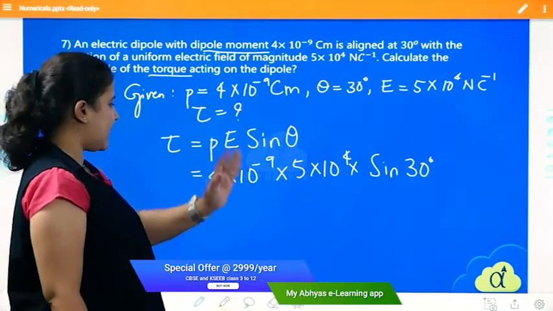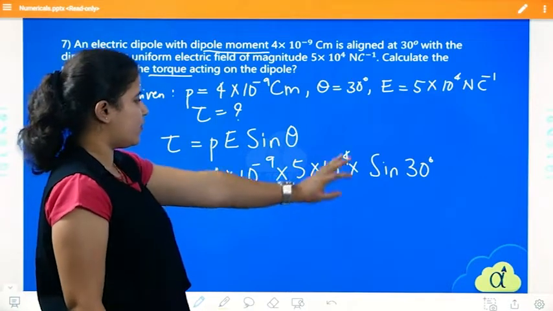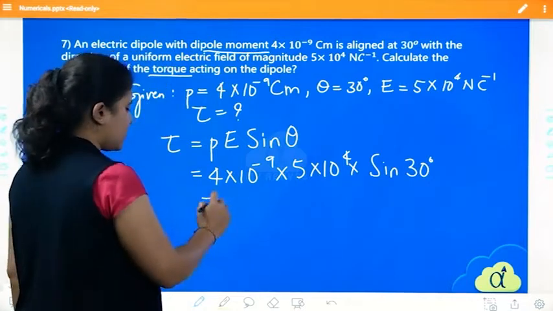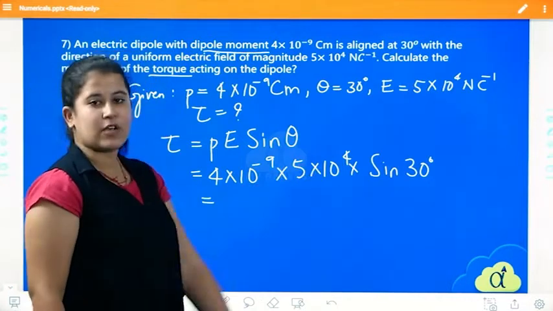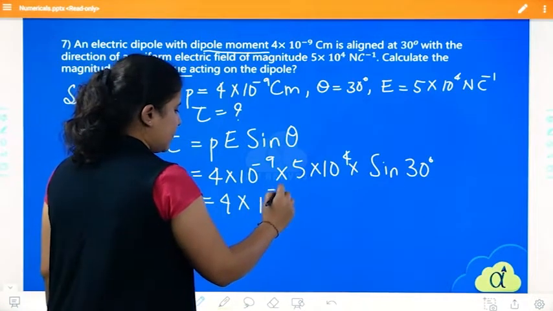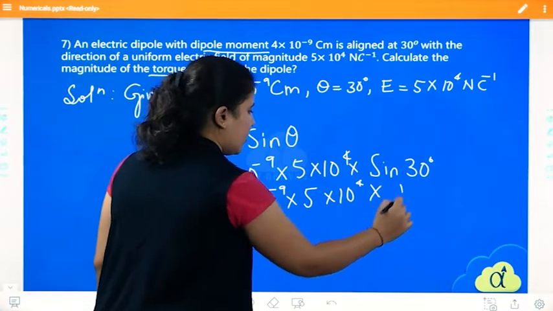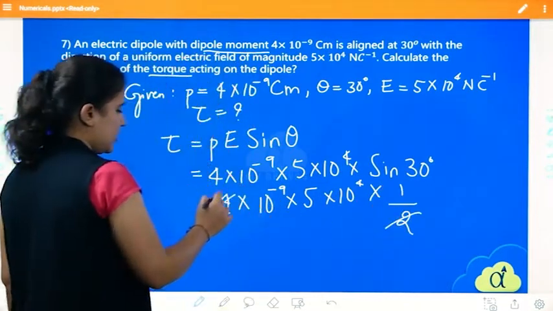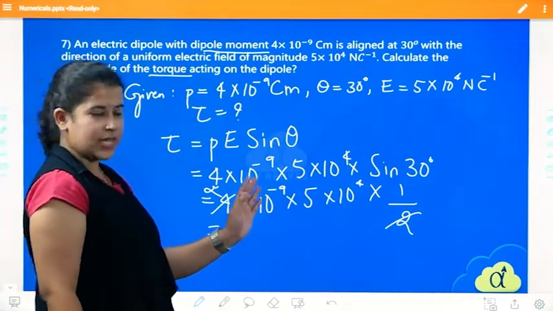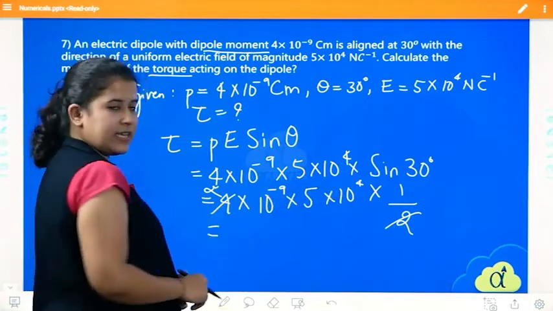So PE sine theta: P is 4 into 10 raised to minus 9, E is 5 into 10 raised to 4, and theta is 30 degrees, so sine of 30 degrees. Solving this, first sine 30 is 1 by 2. Just substitute 1 by 2 there, then it will become easy to calculate. The 2 goes, 5 twos are 10, which is 10 raised to 1, and here you have minus 9 and here plus 4.